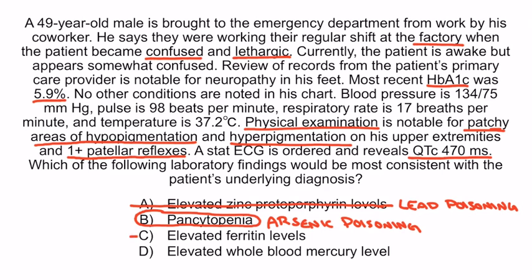Now, option C is incorrect because elevated ferritin levels would be expected in a patient with iron poisoning, not arsenic poisoning. Finally, option D is incorrect because mercury poisoning is less likely in this patient. Though the patient does exhibit neurologic symptoms that can be typical of mercury poisoning, his patchy areas of hypo and hyperpigmentation and his prolonged QT interval are inconsistent with mercury poisoning, which is why option D is incorrect. And that concludes our lecture on metal toxicity.